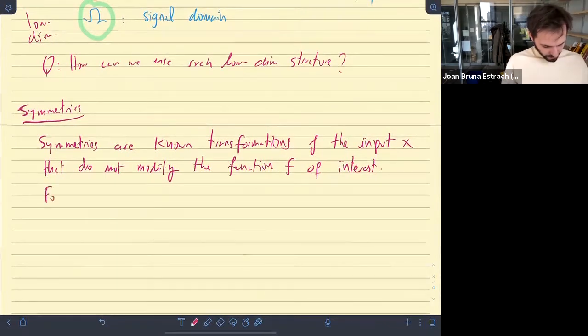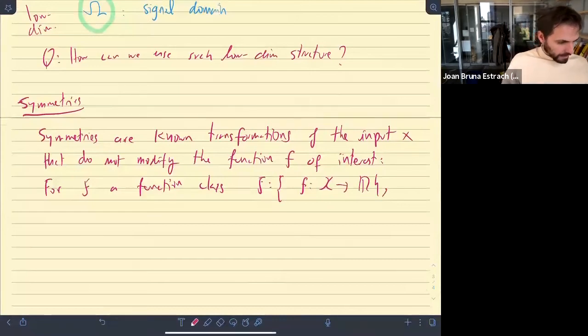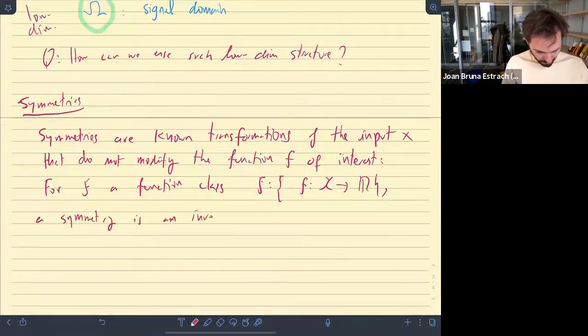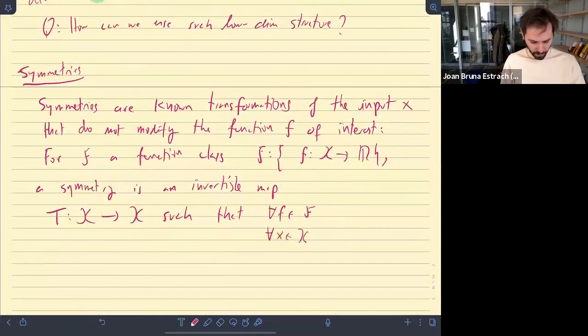For F, a function class that has functions that go from X to R, a symmetry is an invertible transformation, an invertible map that goes from X to X, such that for all f in the family and for all inputs, we have that f of t of x is equal to f of x.